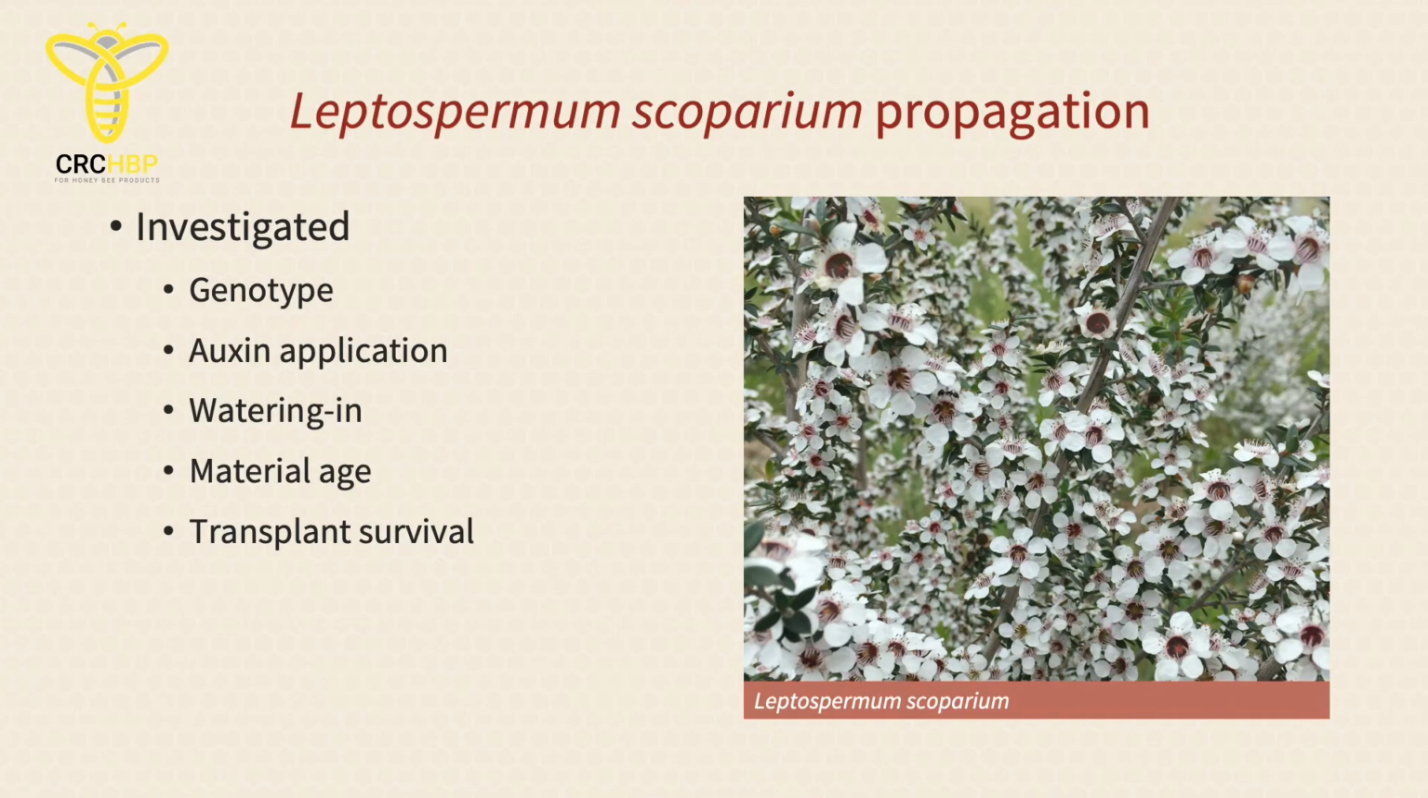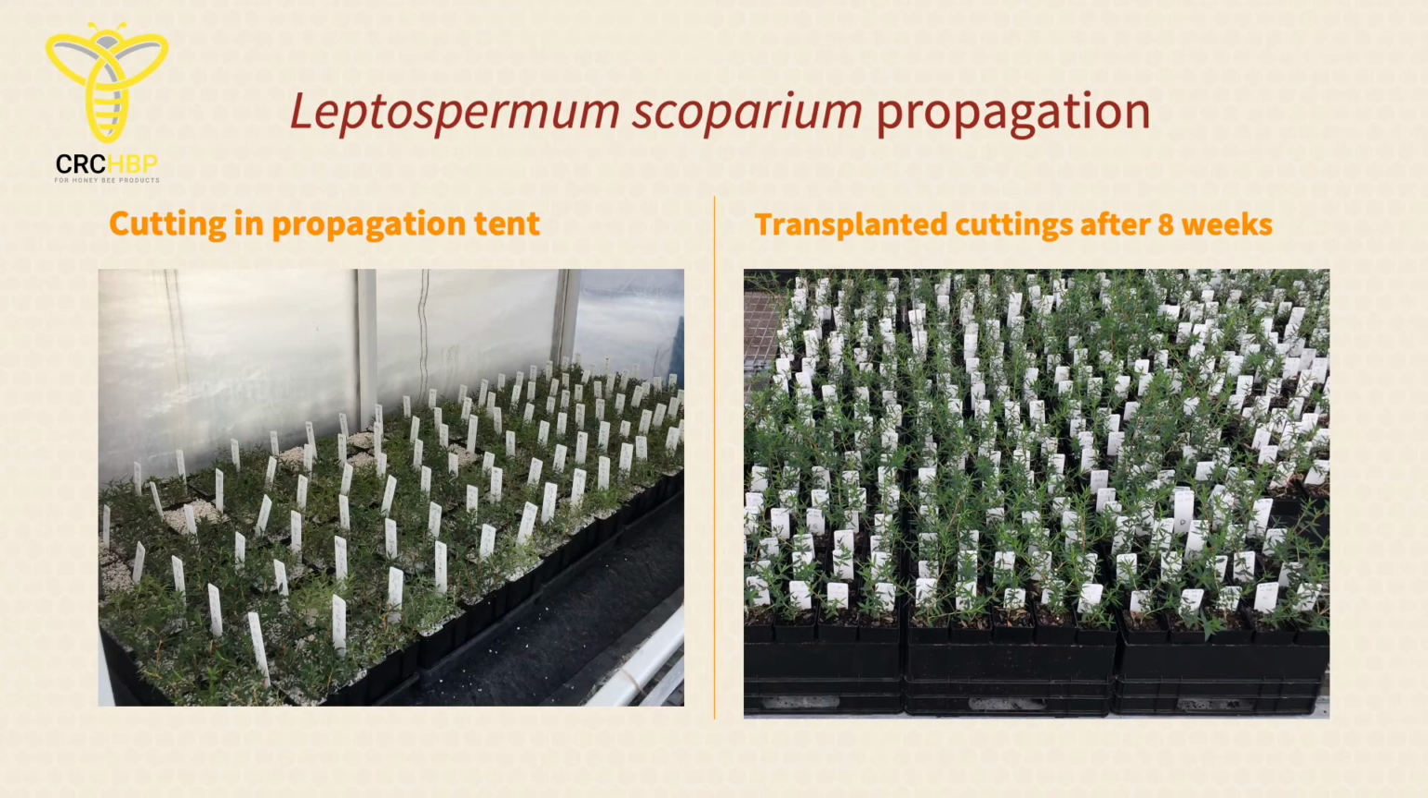The decision was made to investigate cutting propagation methods on Leptospermum scoparium first, as it is responsible for Manuka honey. As part of this, I investigated how genotype, auxin application, plant material age, and watering in affected propagation and transplant survival. After planting 4,000 semi-hardwood cuttings and 6 months of time, it was found that auxin application and watering in cuttings after planting had the most significant effect on plant production.